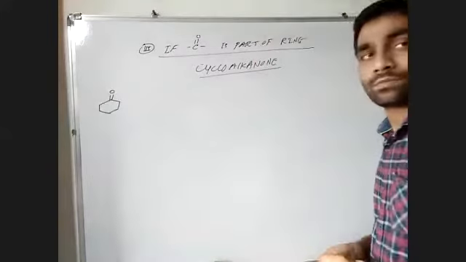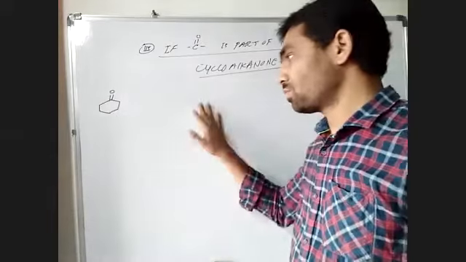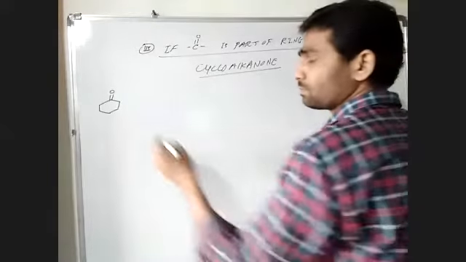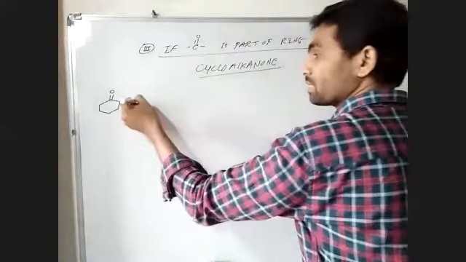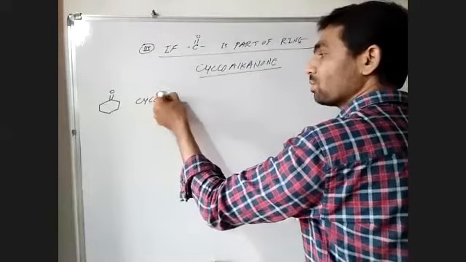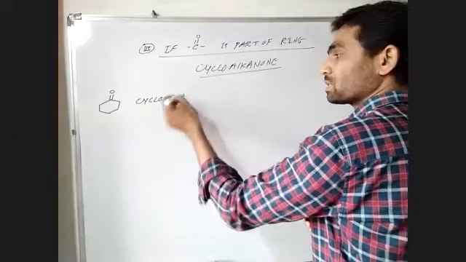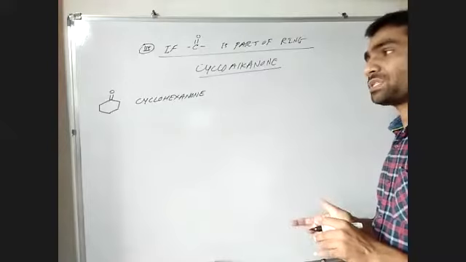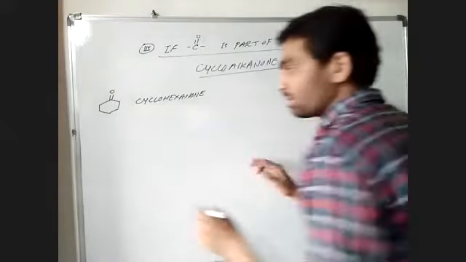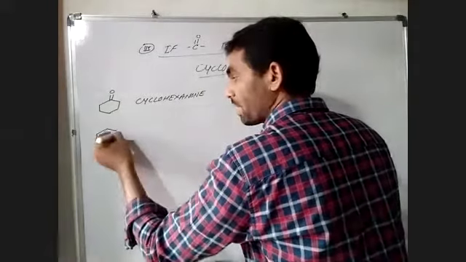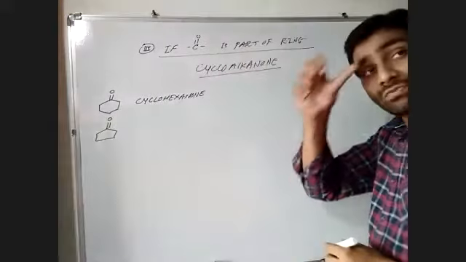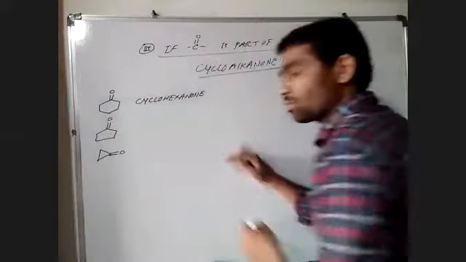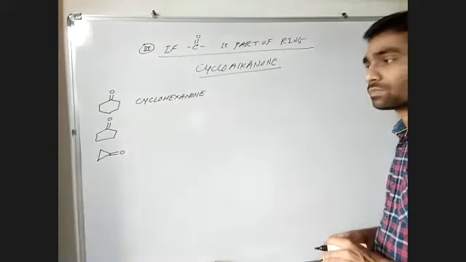Now see, this is the structure before you. How will you name this compound? Yes, it is simply cyclohexanone. Simply cyclohexanone. Right, good. Next point. What will you say for this one?